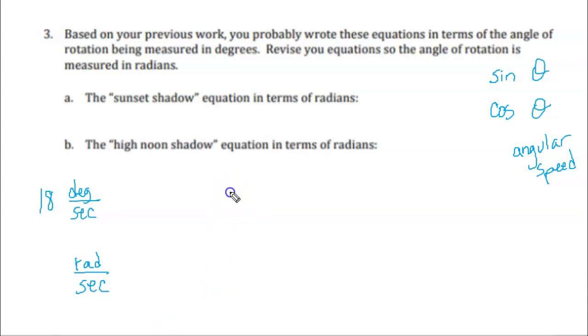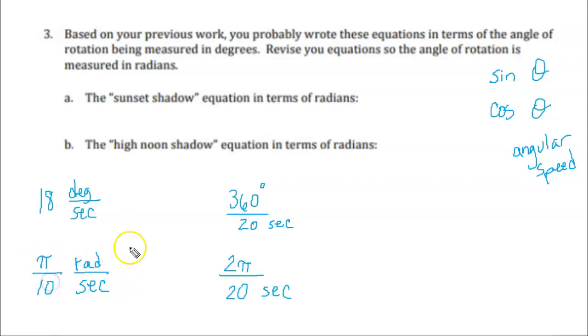Before we had said that it was 360 degrees in 20 seconds, because that was how long it took to do one full rotation. If we don't want to use degrees and we want to use radians, one full rotation is 2 pi in 20 seconds. So 2 pi over 20 reduces to pi over 10 radians per second.